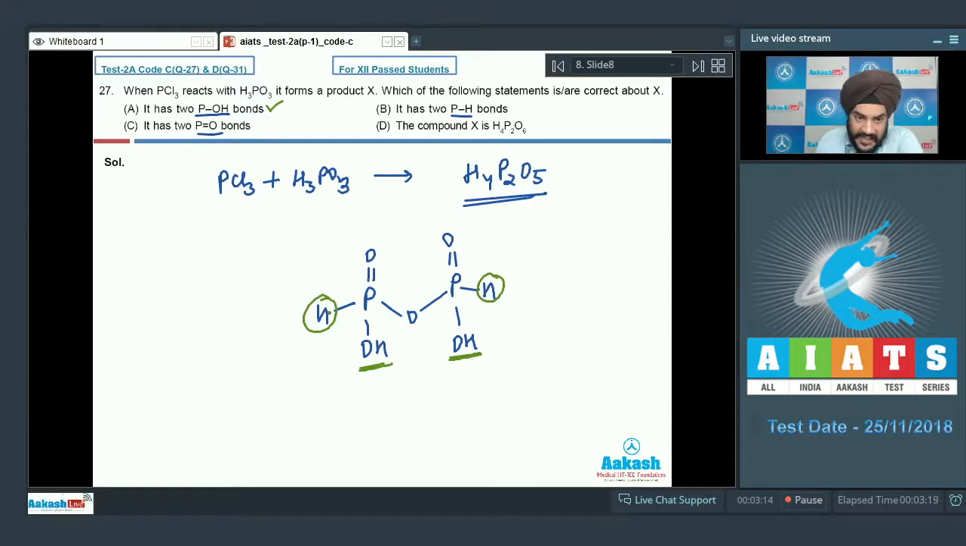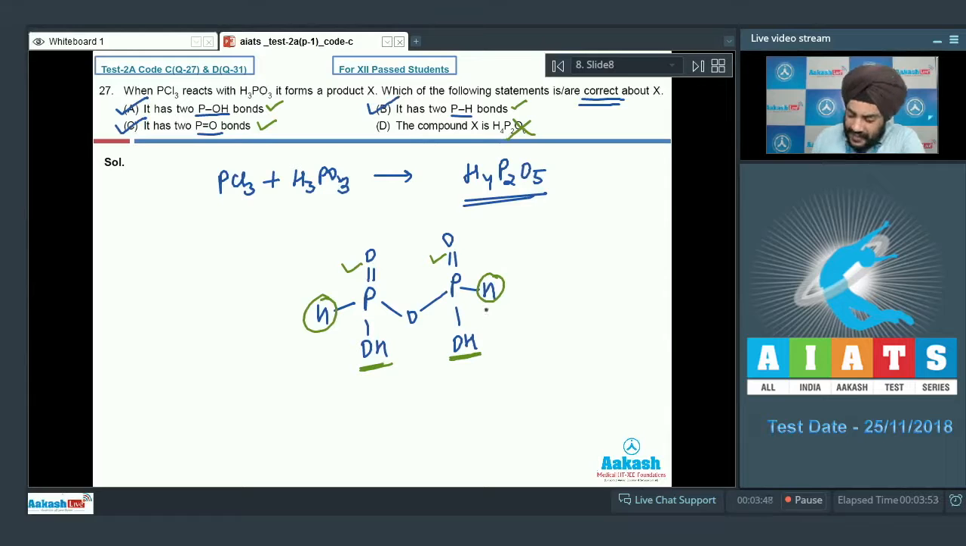And if we look at the C option now, it has 2 PO bonds. This statement is also correct, students. It has 2 PO bonds present in the structure. So statements B and C are also correct. Let us look at statement D now. The compound is H4P2O6. So this is incorrect, students. The compound formed in this case is H4P2O5 and not H4P2O6. So students, we have to mark the correct statements about this X. So we have to mark options A, B and C as the correct answer to our question.